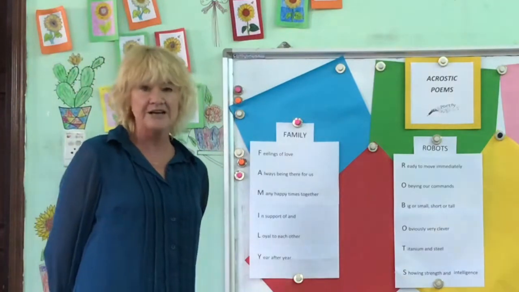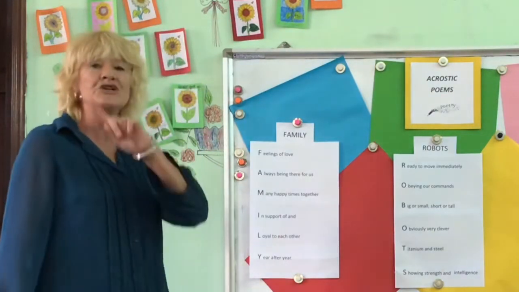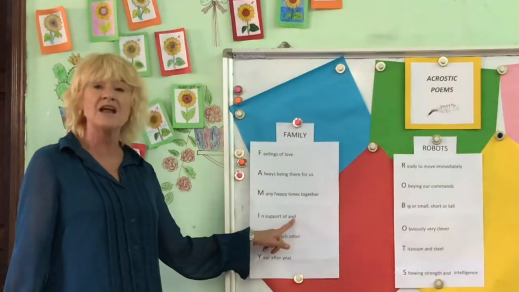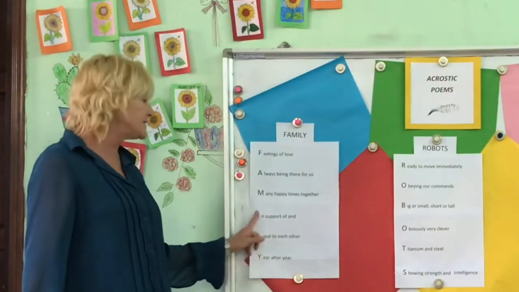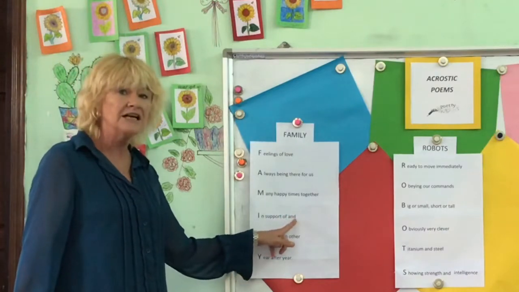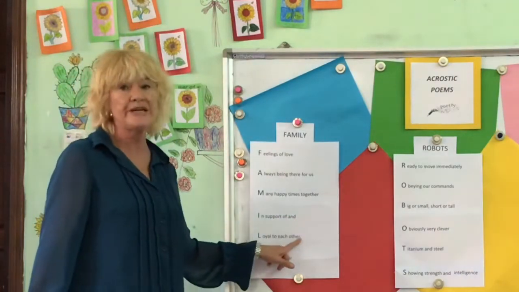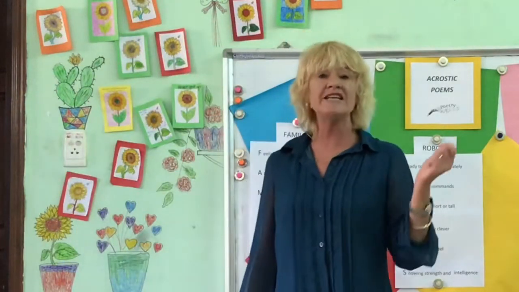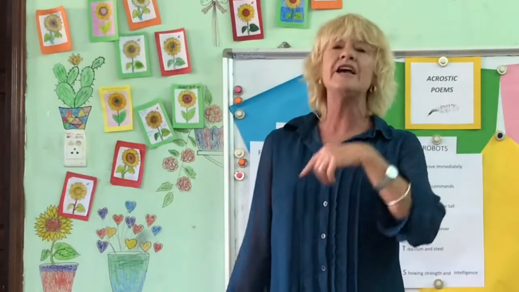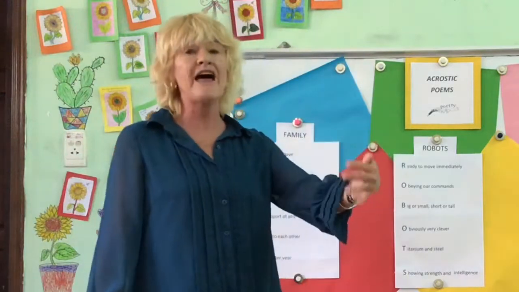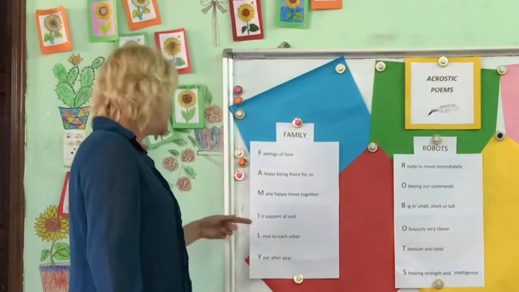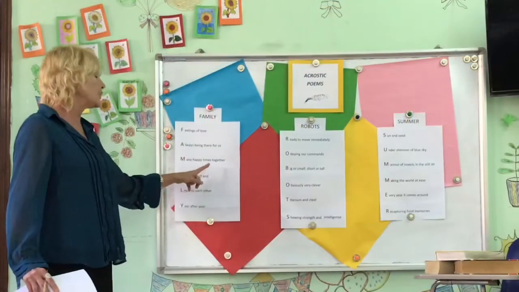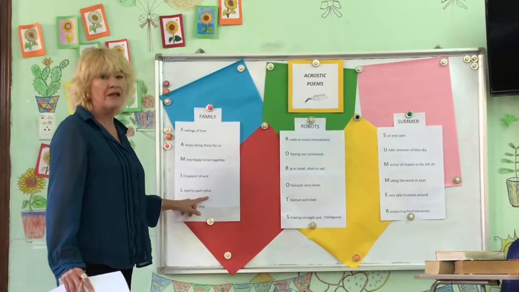Now I want you to notice that I use the word "and" at the end of this line. Here it is. In support of and loyal to each other. It's perfectly okay to use "and" at the end of one of your lines. This helps you link that idea to the next line, linking these 2 ideas together, in support of and loyal to each other.